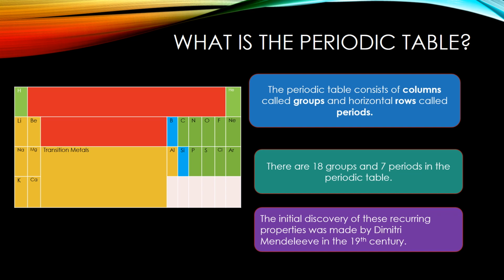The elements are arranged in a way that the properties recur in a particular pattern. This discovery was made by Dmitry Mendeleev, a Russian chemist, in the 19th century. So we credit Dmitry Mendeleev as the person that prepared the modern periodic table.